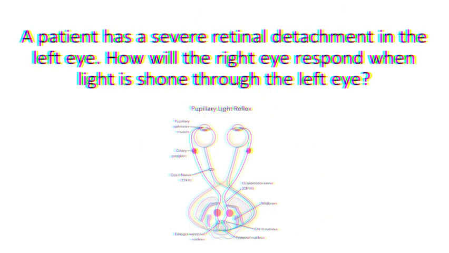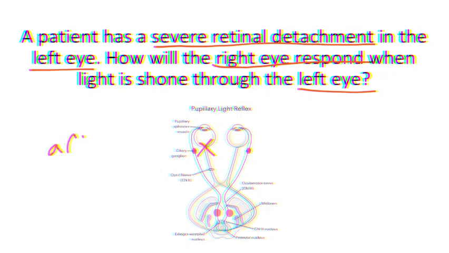Okay, so a patient has severe retinal detachment of the left eye. How will the right eye respond when light is shown through the left eye? Okay, so looking at this image, the patient has retinal detachment of the left eye. So we are thinking there is damage to the afferent part of the pupillary light reflex through that eye. And afferent is simply referring to the optic nerve, because the optic nerve is what carries the signal to the midbrain. So if the optic nerve is not sending the signal to the pretectal nucleus on the left side, then there will be no stimulation of the Edinger-Westphal nucleus on either side.